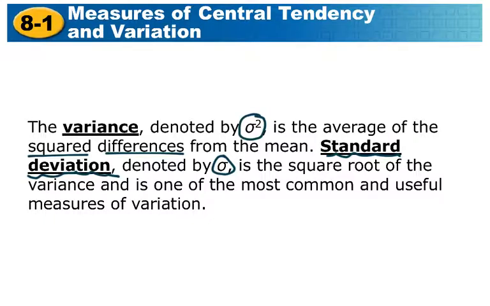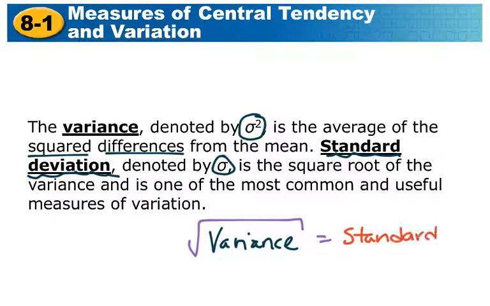So just so that we are aware, if we have the variance, and we take the square root of that number, we're going to end up with the standard deviation. And again, that is because the variance is denoted by that sigma value squared, and then the standard deviation is actually just that value all by itself, which of course would happen because the square and square root would cancel.